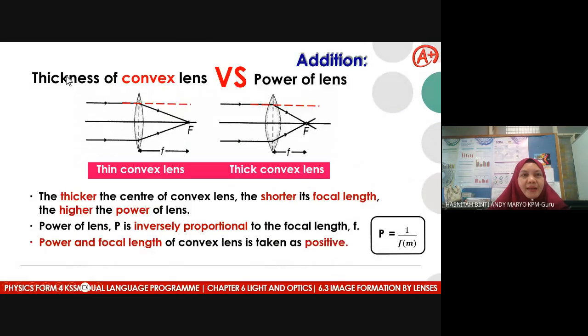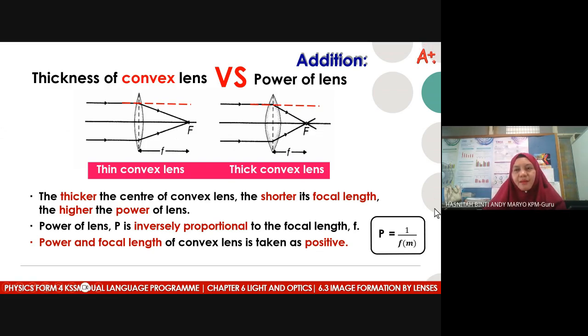And this one, the thickness of the convex lens, is a continuation from the previous one. So we understand when the thickness is greater for a convex lens, the power is also greater. The thicker the center, the shorter its focal length, and the higher the power of the lens. So from here, we have two pieces of information. Number one, when the lens is thicker, the power is higher. Second, when the power is higher, the focal length will be shorter, which means thicker lenses have a shorter focal length.